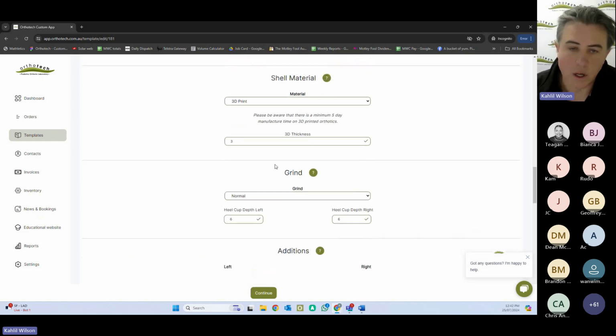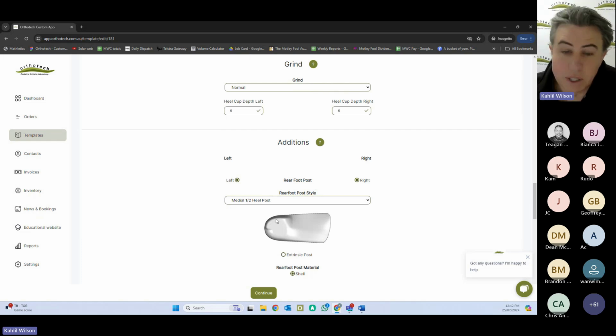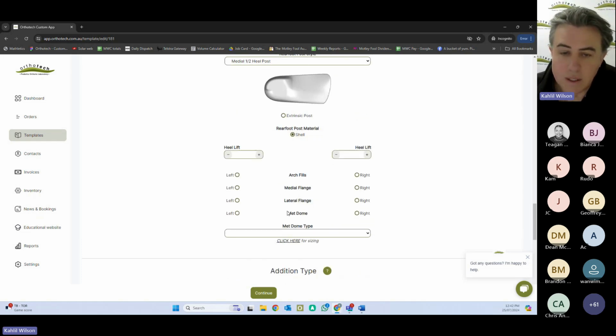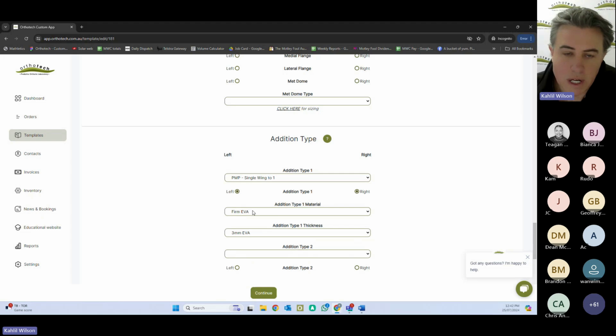And the other thing, 6 mil heel cups. So we've reduced the heel cups, which reduce the depth. Medial heel post. And then the single wing P&P, we've changed from a 6 mil poron down to a firm 3 mil EVA. So using a firm 3 mil EVA, you're getting about the same effective height as a 6.4 mil poron. What you are losing in that is the cushioning.